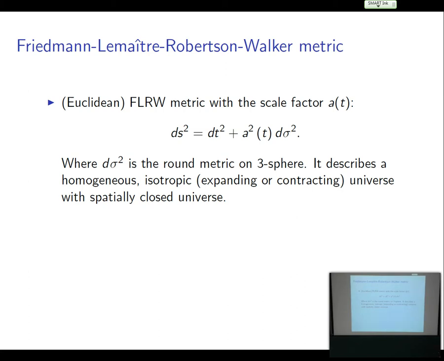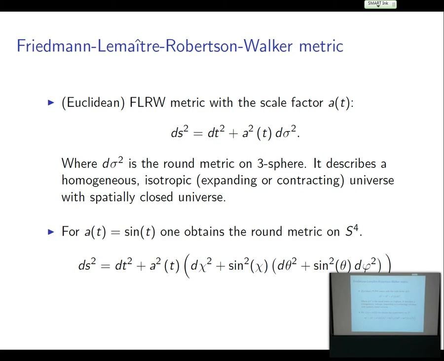So in our case, this dz squared is the round metric, and then this scale factor, a(t), changes with time, and that gives you the rate of expansion or deceleration of the universe. So if you want, for a(t) equal to sine t, you get the round metric on S4. So this is the equation for the round metric on S4. I have just replaced dz squared in some coordinate system. The rest is this, and the scale factor in this case is sine of t.